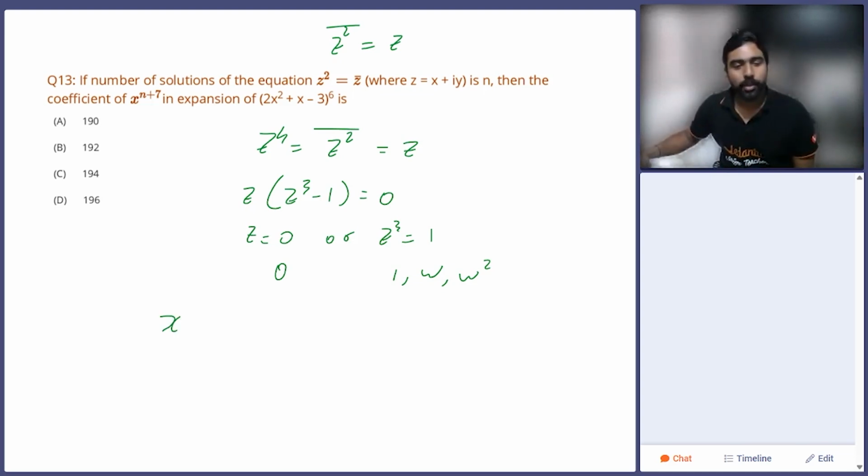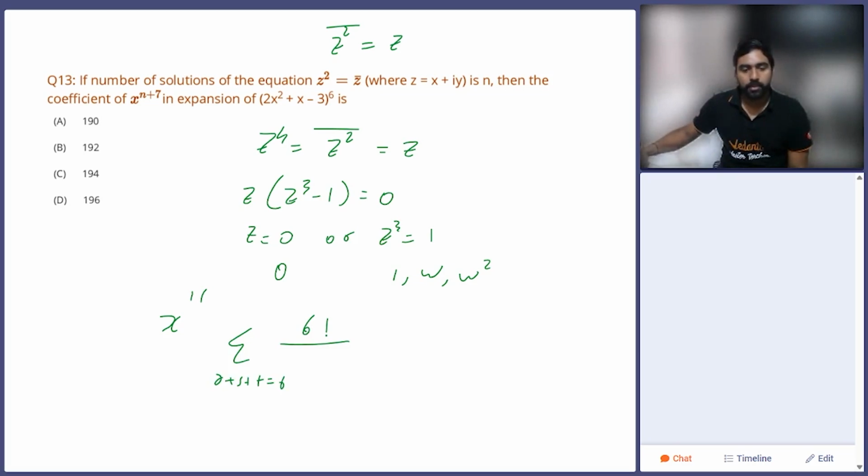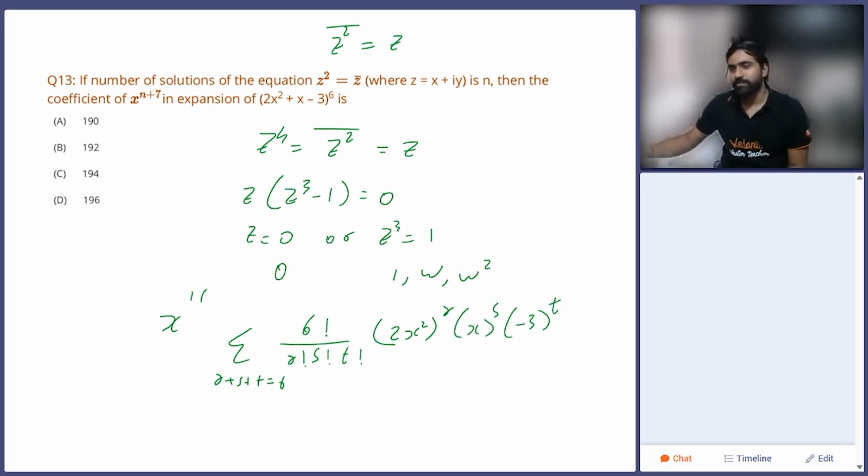So now the question is, what is the coefficient of x power 11 in the expansion of, okay, what is the general term using the multinomial theorem? That will be 6 factorial upon the summation, r plus s plus t equals 6, r factorial, s factorial, t factorial, (2x square) power r into x power s into (minus 3) power t. This is the expression that we have. Now r plus s plus t has to be equal to 6.